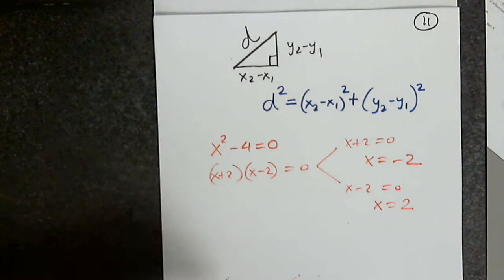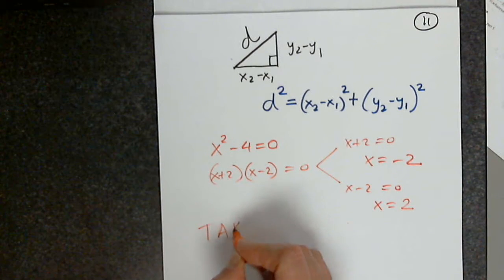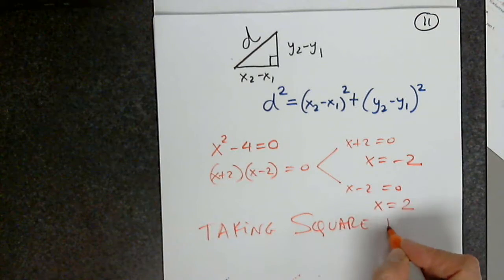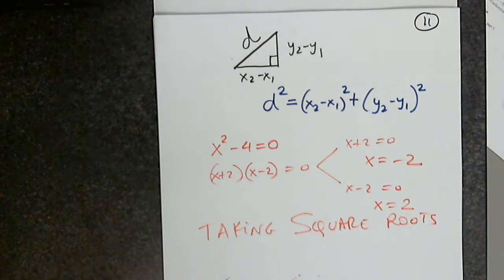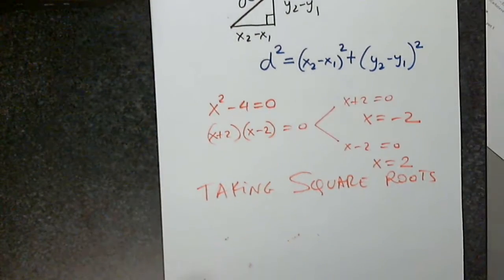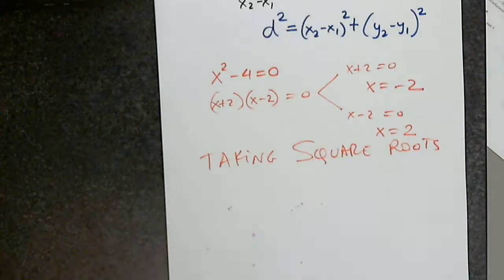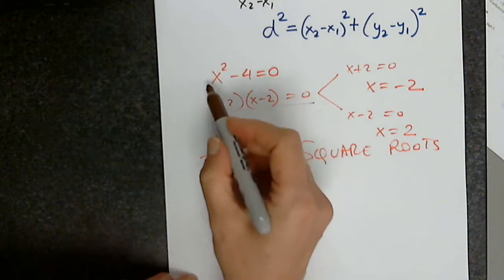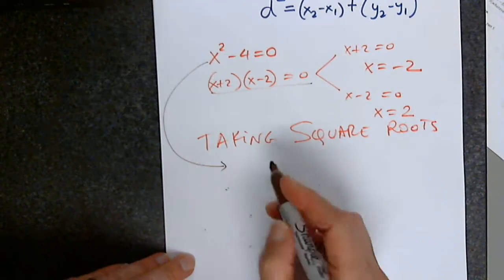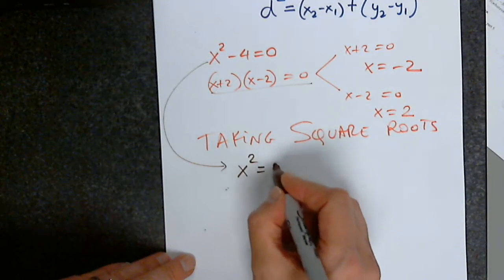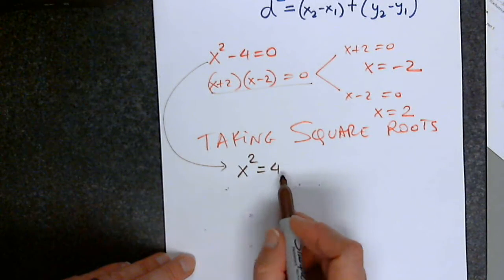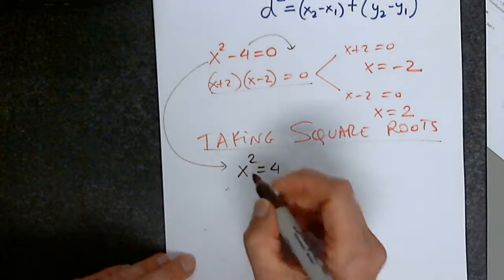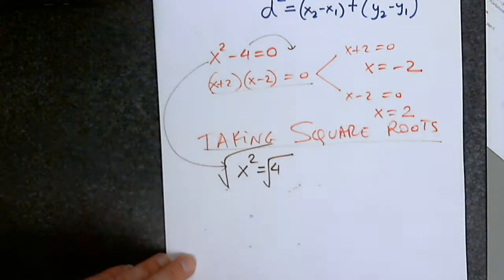Okay, here's another procedure called taking square roots. But I have to be careful because something is very important here. So instead of solving this equation like this, I want to do this. I want to separate the variable, the x squared, from 4. So I'm moving 4 to the other side. And then I will take square roots from both sides.